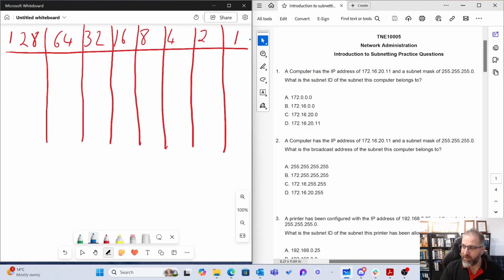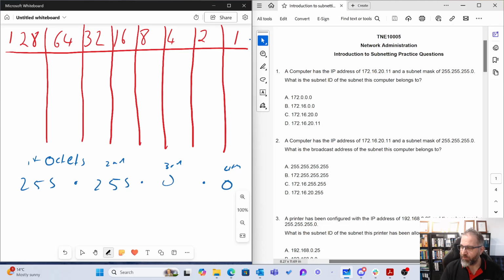Another thing I like to do is write the 4 octets here. So that's the first one, second, third, and fourth. For example, 255, 255, 255, 0, right? That's what we mean here. Once I've set that up, I can go ahead and start doing the activities.